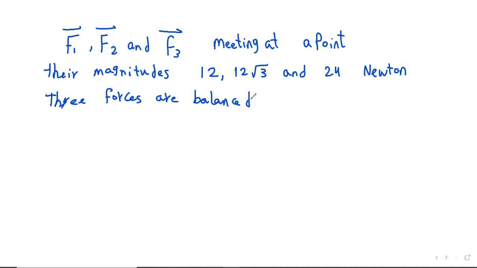What is the meaning of that? The meaning of that: if three forces, F1, F2, F3, are acting at a point or on a rigid body and they are in equilibrium, the body doesn't move because the three forces are balanced.